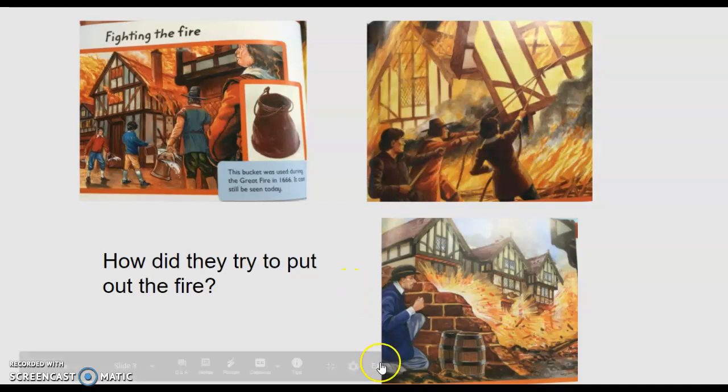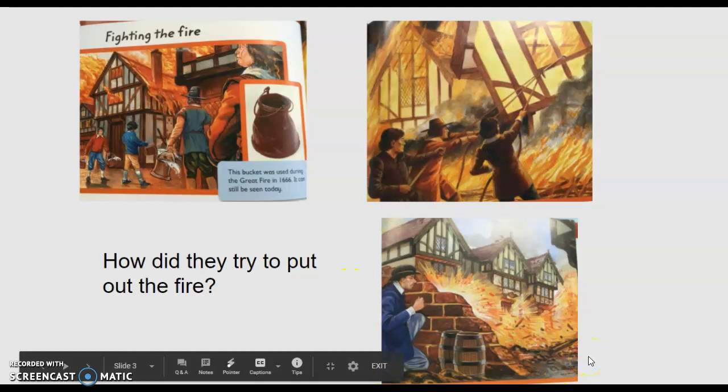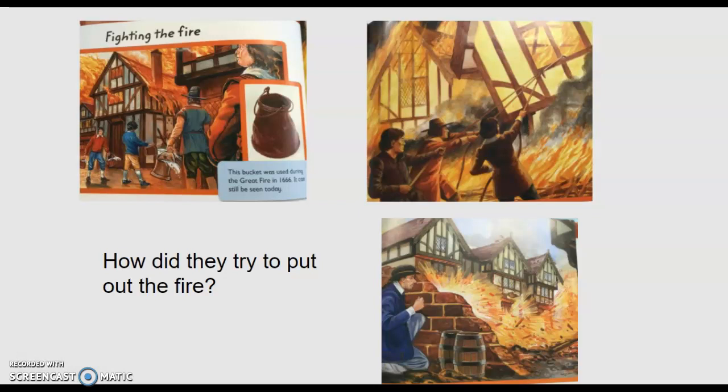Can you see here in the next picture? What is this? What's happening in this picture here? Do you remember what the king ordered the soldiers to do? The king ordered his soldiers to use gunpowder to blow up the houses again to make a fire break. And this did actually help with stopping the fire from spreading.